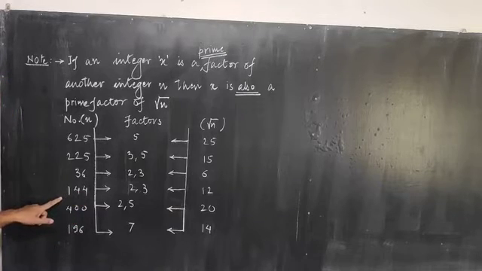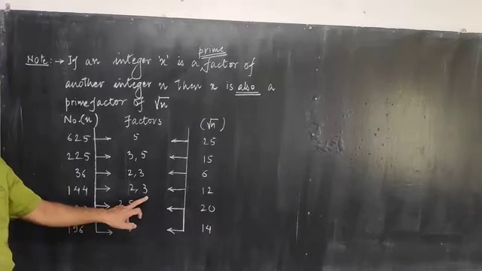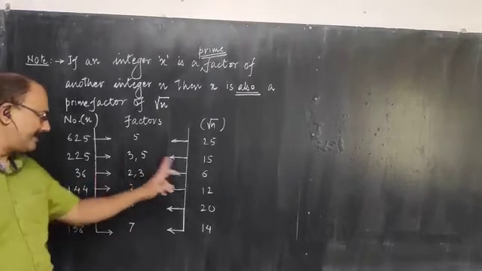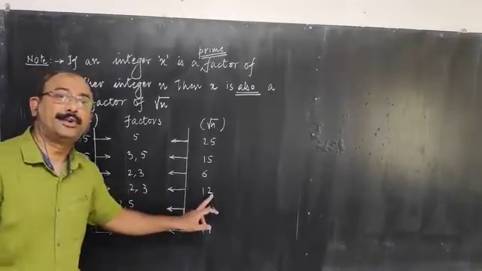If you add the digits, the total is 9. 9 is divisible by 3. Therefore, 3 is a factor of this 144. Take the square root of 144, 12. You will find that 3 is a factor of 12 also.